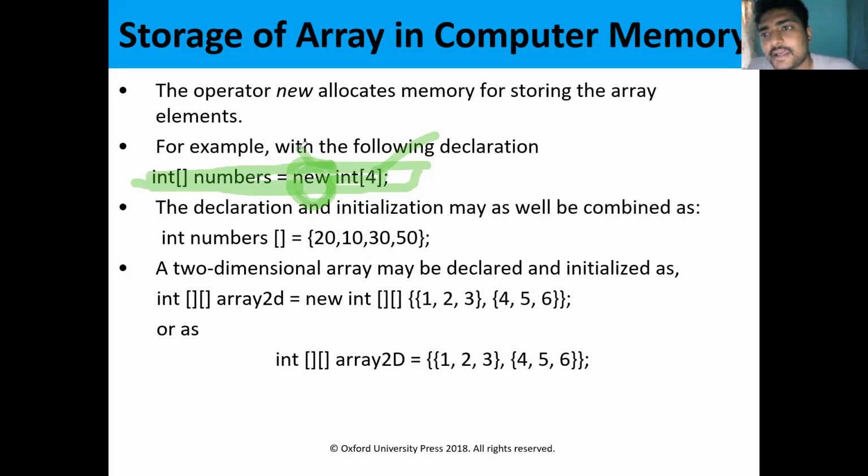If you declare an array, we need some space. So if you use the new operator, the memory is automatically allocated for the array. If you don't declare it by using the new operator, some compilation warning or error will come. In order to avoid that, this is the best way to declare an array: new int.